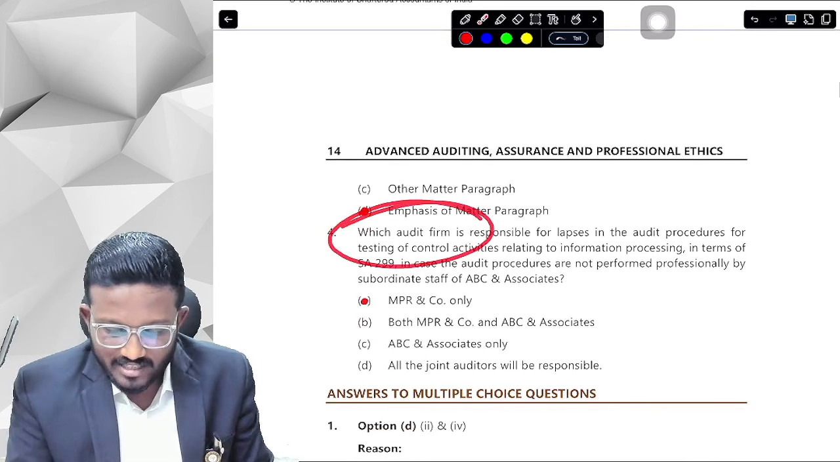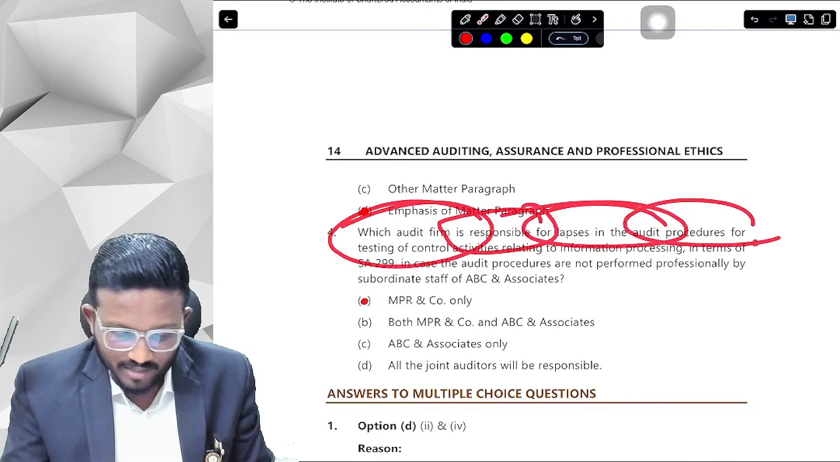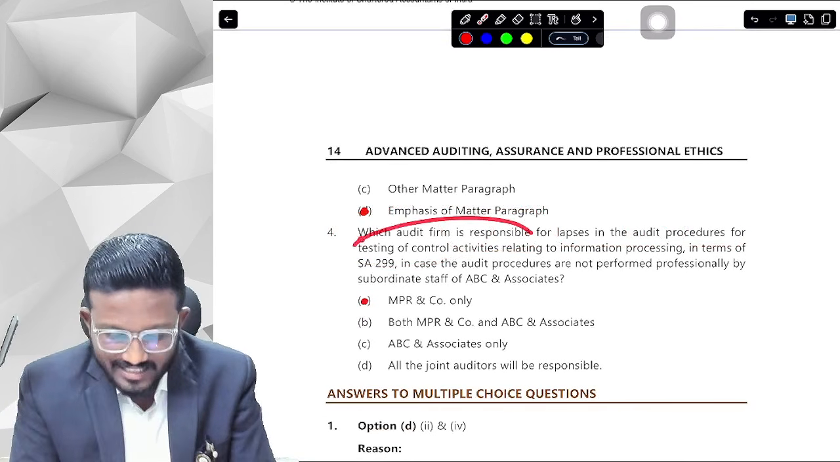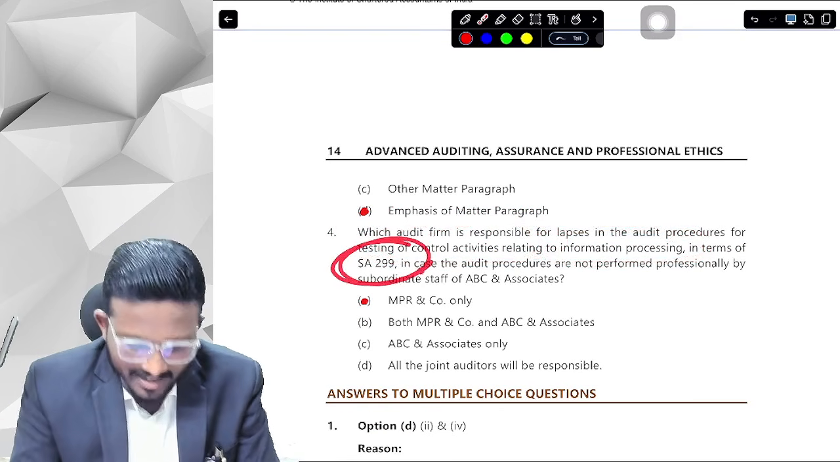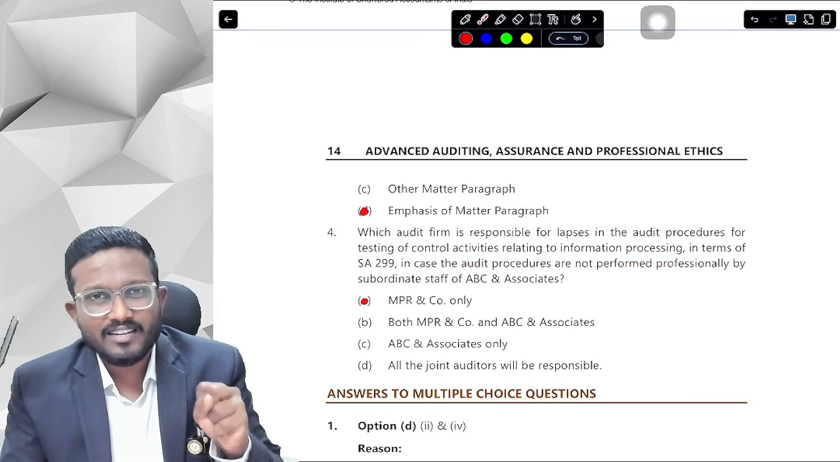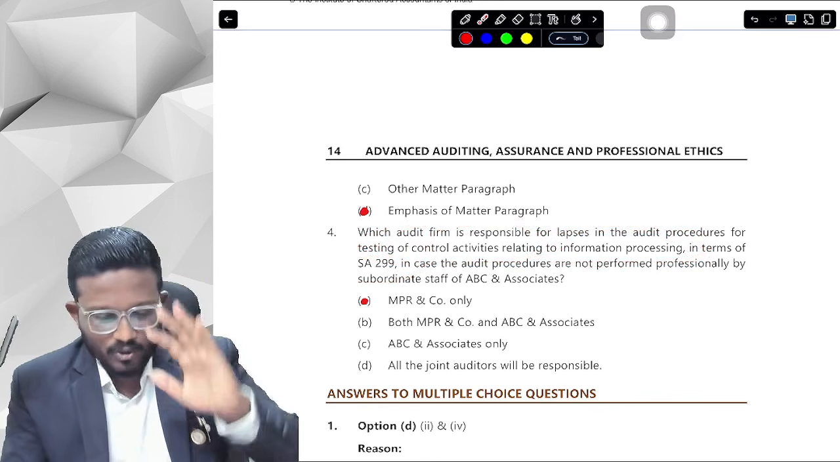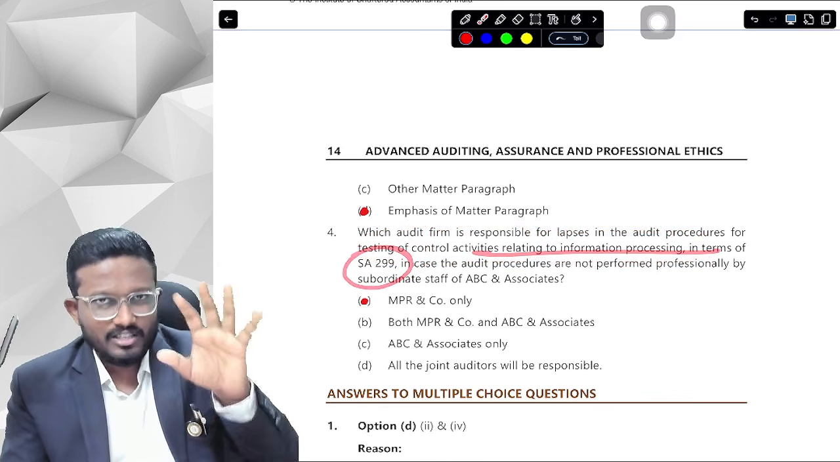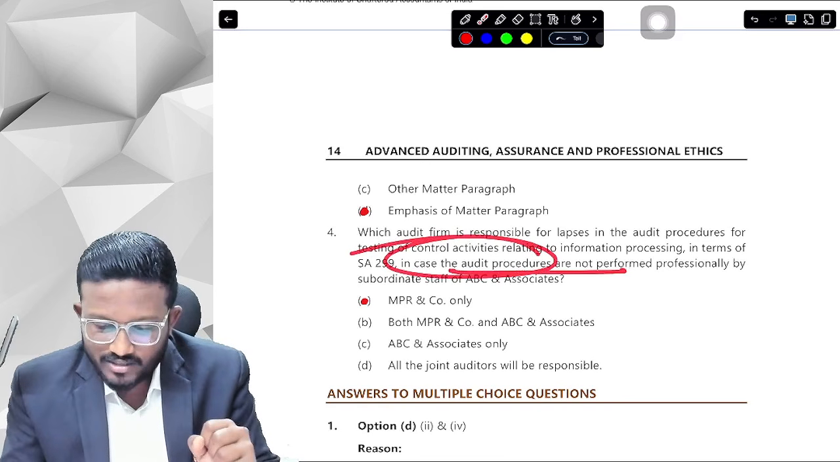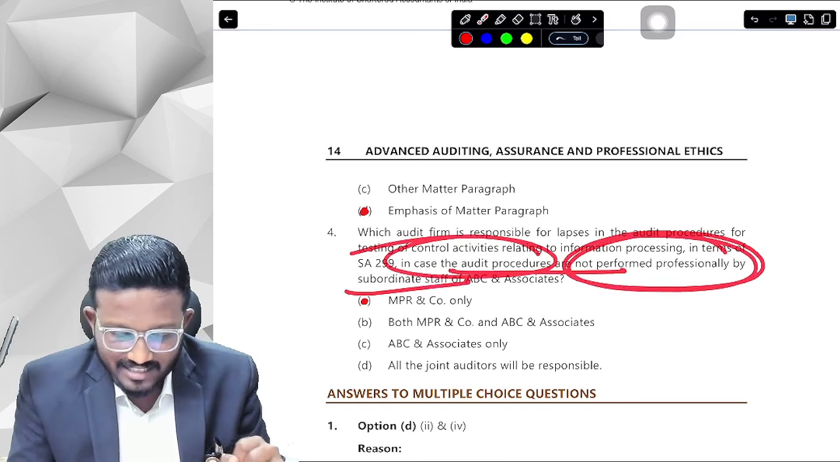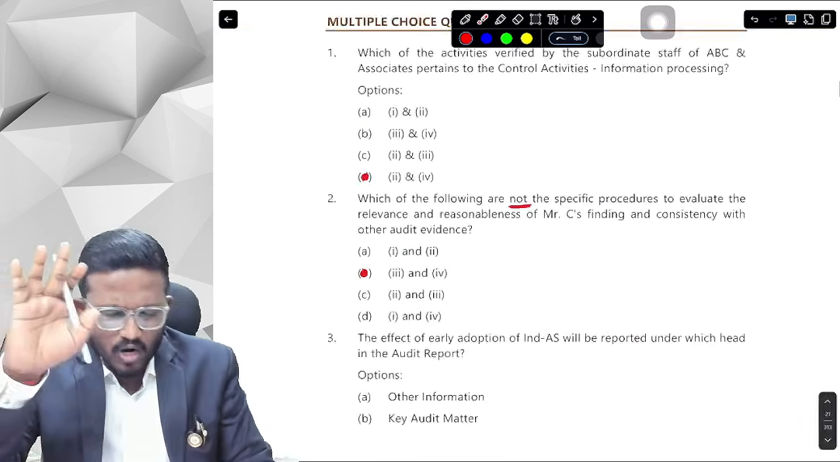Okay, yes, sir. Next is what, sir? Which audit firm is responsible for any lapses in the audit procedures that have been performed on testing of control activities relating to information processing as per SA 299? So there were certain lapses in test of controls in SA 299, in particular joint audit of the financial statements, and in this particular case the audit procedures were not performed professionally by subordinate staff of ABC and Associates. So what has happened, let me tell you.